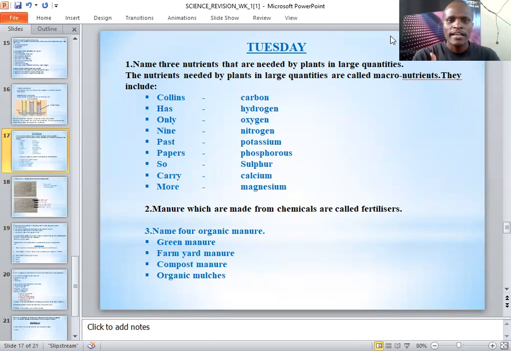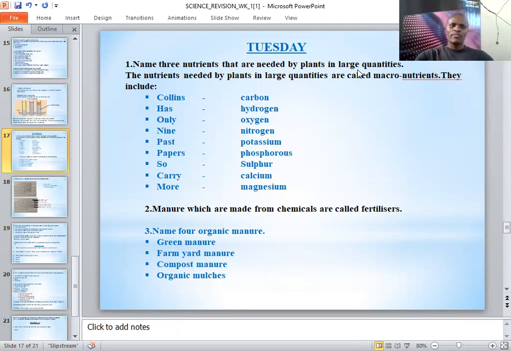So when we talk about nutrients needed by plants in large quantities, I believe you know we are talking about macronutrients, okay? We say that we have 2 types of nutrients: micronutrients and macronutrients. Micro means small, macro means large. So macronutrients are those that are needed in large quantities, and we have 9 of them. We have carbon, hydrogen, oxygen, nitrogen, potassium, phosphorus, sulfur, calcium, and magnesium. So those are the 9 macronutrients that we need.